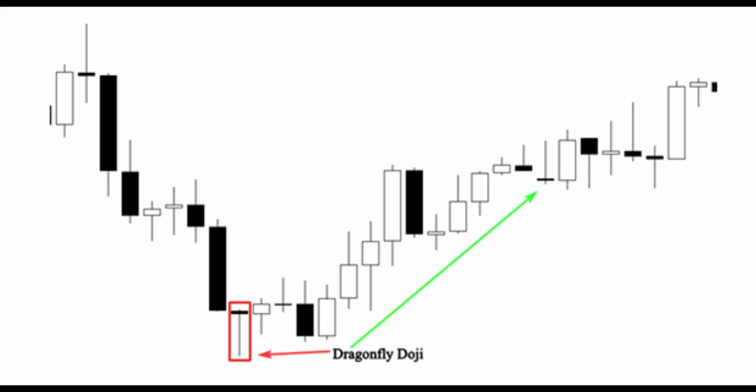When it occurs in a downtrend, it is interpreted as a bullish reversal signal. But as I always say, you can't trade candlestick patterns alone. You will need other indicators and tools to determine high probability dragonfly doji signals in the market.